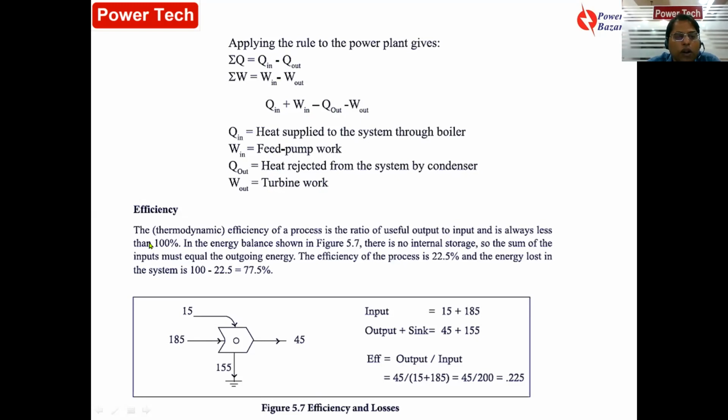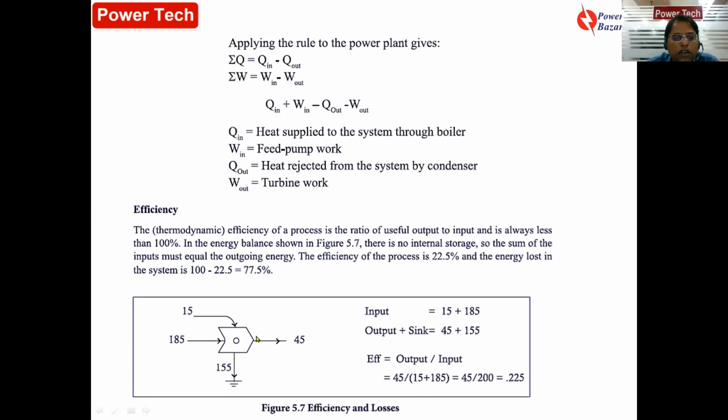Now let us solve these problems. The thermodynamic efficiency of a process is the ratio of useful output to input and is always less than 100%. In the energy balance shown in figure 5.7, there is no internal storage, so the sum of inputs must be equal to the outgoing energy. The efficiency of the process is 22.5%. The energy lost from the system is 77.5%. Now this is the problem, and we have to find the solution.